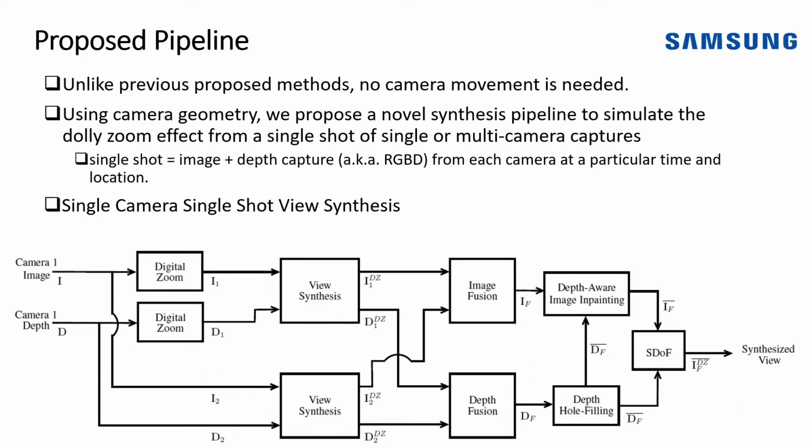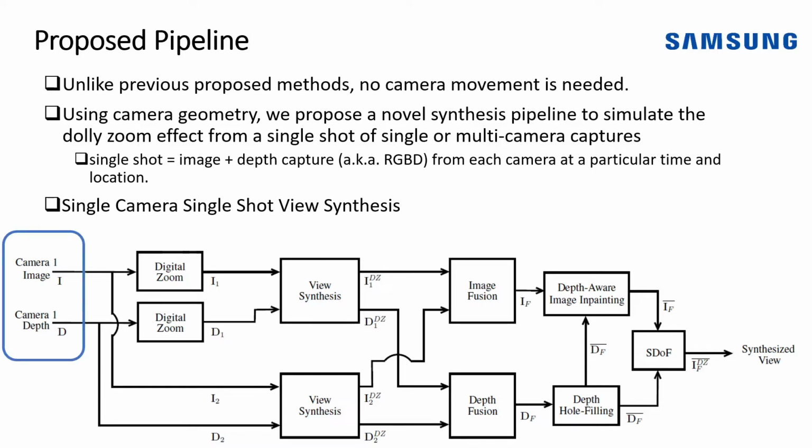Previous attempts at automatically simulating this effect required the use of a specialized light field camera, or capturing images while moving the camera. This paper presents a novel technique to model this effect using camera geometry, and proposes a novel synthesis pipeline to simulate the effect, given a single shot of single or multi-camera captures. Here, we define the single shot as an image plus depth capture, also known as RGBD, from each camera at a particular time and location. The single-shot single-camera Dolly zoom synthesis pipeline is shown in the figure.